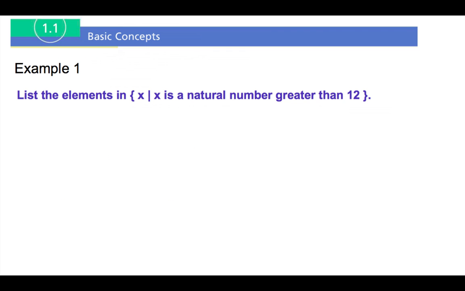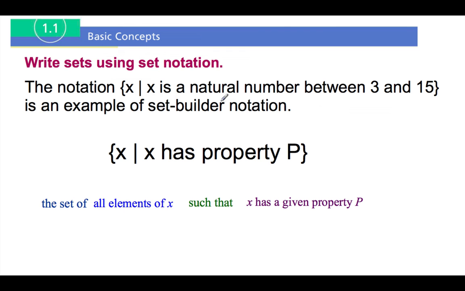Now let's go over again what set notation is. So the notation here, we have a brace with an x with a vertical line. x is a natural number between 3 and 15. This is an example of set builder notation. So let me go over what this means here, okay?